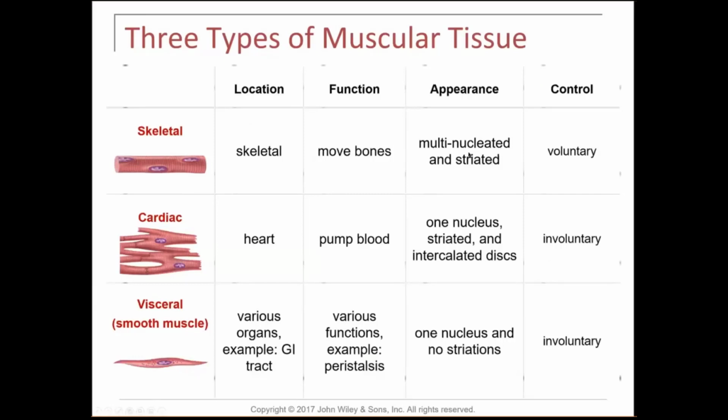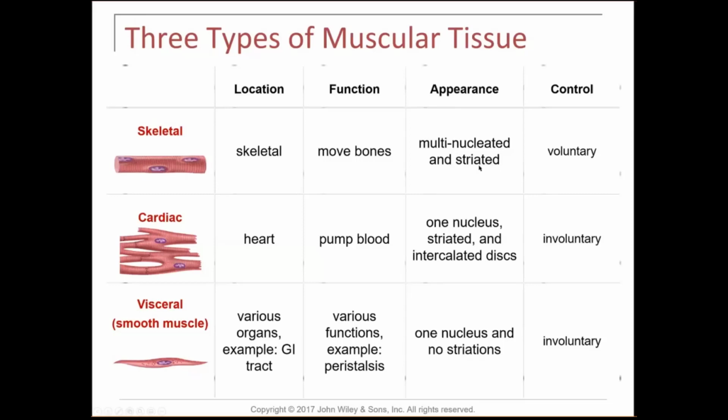Okay, multinucleated just means it has many nuclei, right? Striated refers to the fact that it has this banded pattern, this alternating pattern of light and dark bands, and we'll talk about why that is. These bands actually have to do with the skeletal muscle's ability to contract, right? And we'll talk about why that is in a little bit. But just keep that in mind. The appearance of skeletal muscle is that it's multinucleated, with many nuclei, and it's striated.